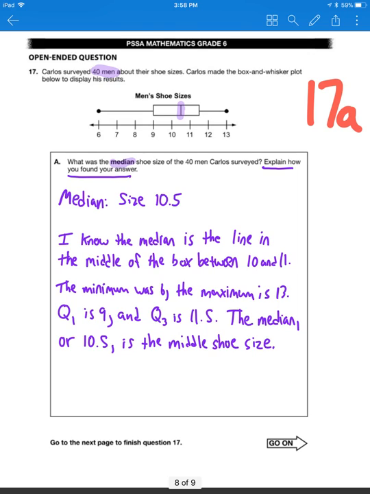I want to leave no doubt in the test checker's mind that I know what median is, I know what a box plot is, so that's why I listed these other things. And I'm sure if you didn't list the minimum, maximum, Q1, Q3, you still would have been fine. So don't stress over that. And I said the median is the middle shoe size at 10.5. So I wanted to make sure everything was here. Now keep in mind, I found the median and I explained it. I'm done with part A. Part B. It said, and I highlighted it, Carlos surveyed 40 men about their shoe sizes.